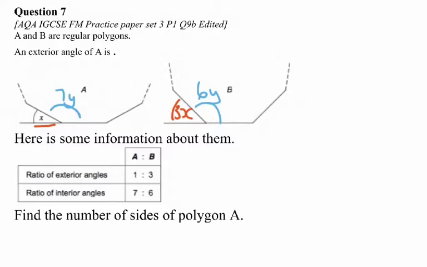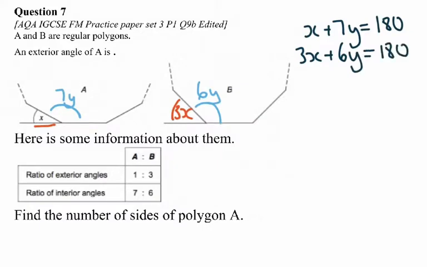Using shape A, I'm going to write down that x plus 7y equals 180 degrees. And using shape B, I also know that 3x plus 6y equals 180 degrees, because an interior plus an exterior add up to 180 degrees. Now, at the moment, I haven't got anything similar in those equations, so it's going to be quite difficult for me to solve. Now, I can manipulate these equations like we do when we're solving any equation. As long as we multiply our entire equation by the same amount, we're not actually going to change the value of our x or our y.